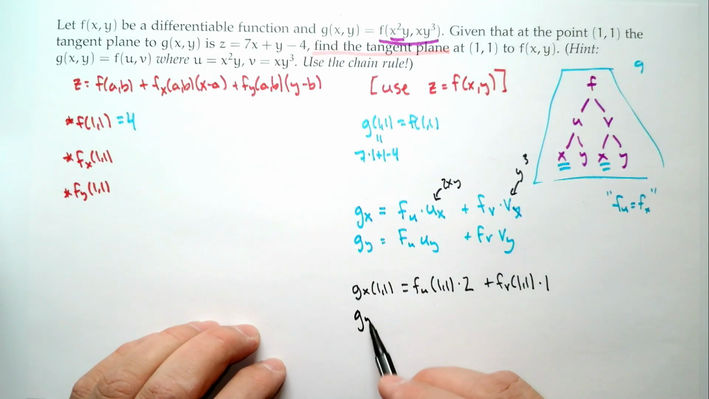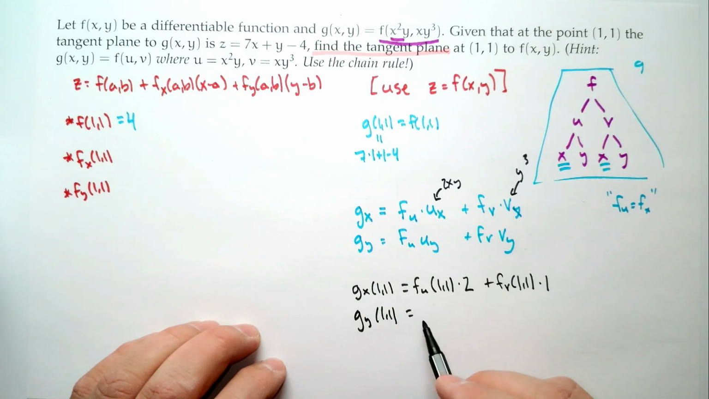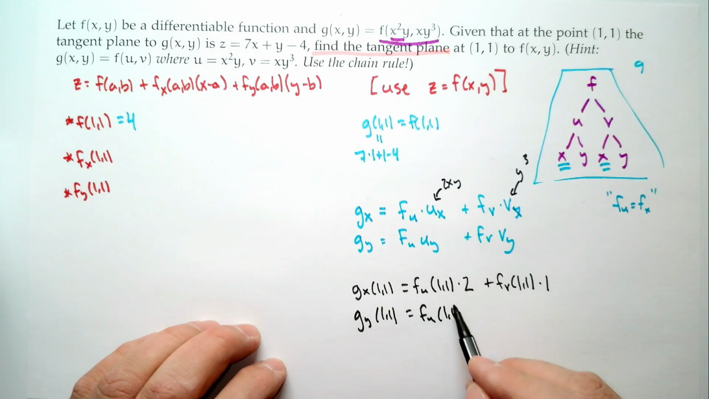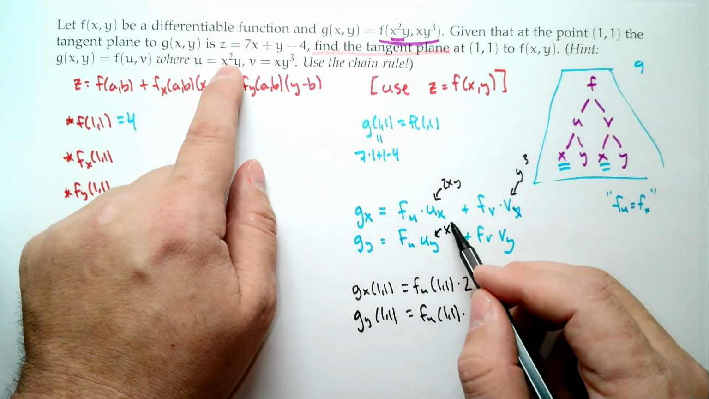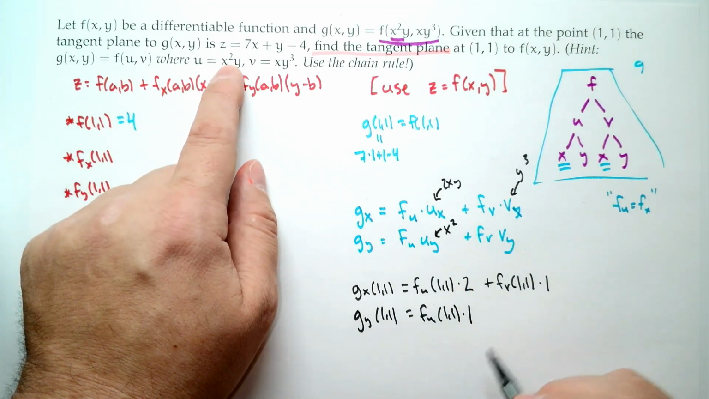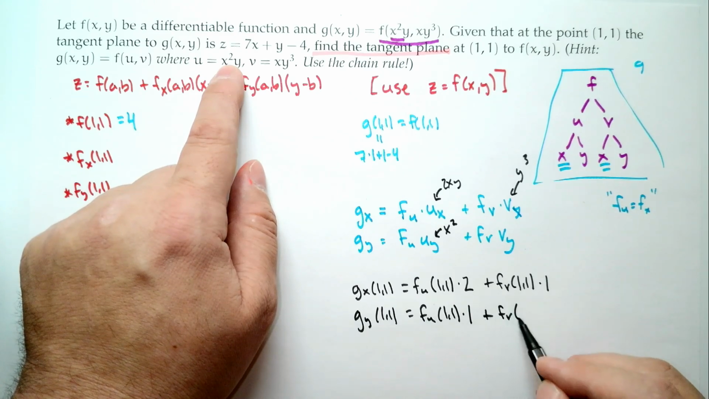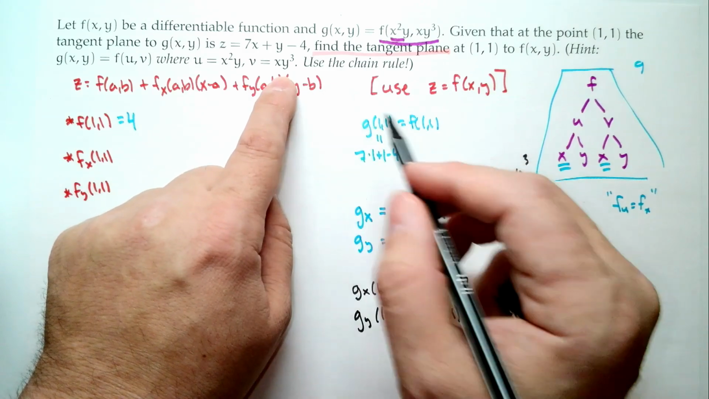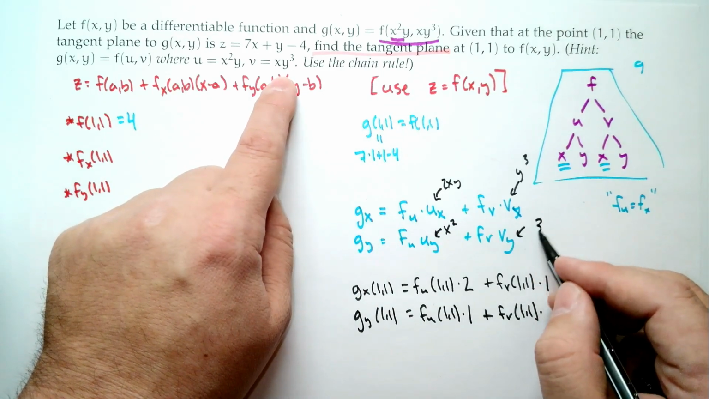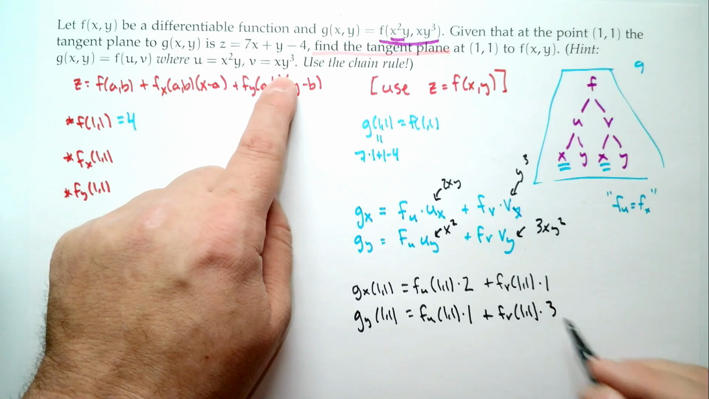And g sub y at 1, 1, that's our f sub u at 1, 1 times, well, u sub y, x squared. So when we plug in 1, 1, we get 1. Fv at 1, 1 times, now, this is going to be 3xy squared, so this will be 3.